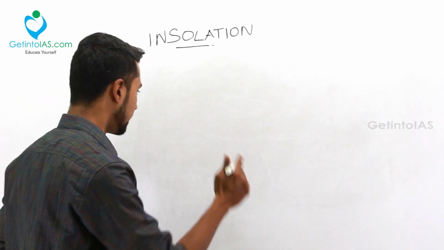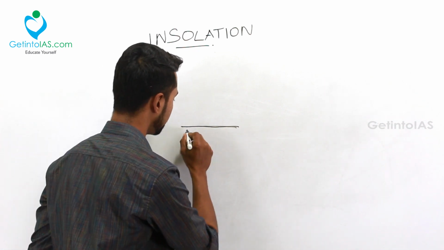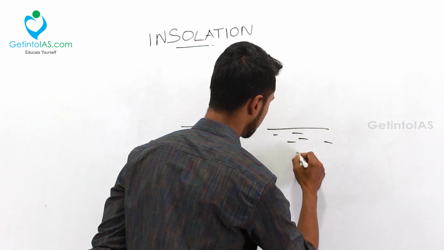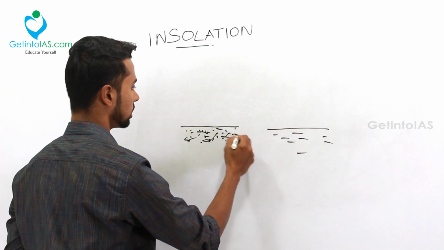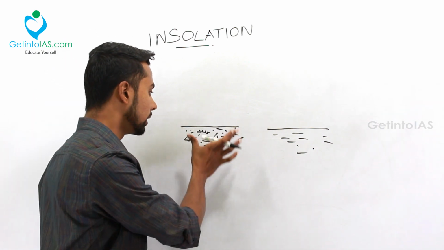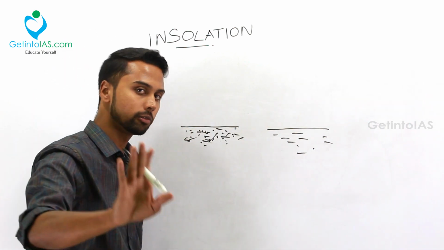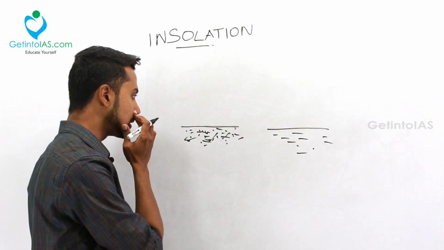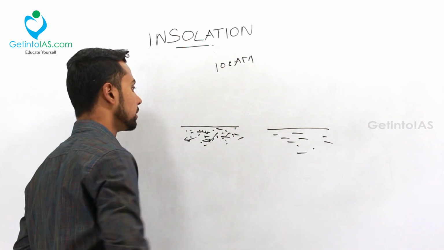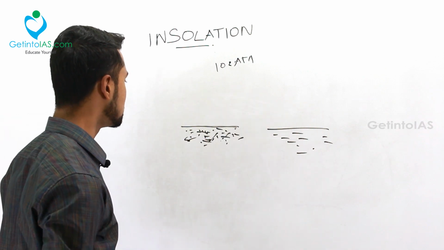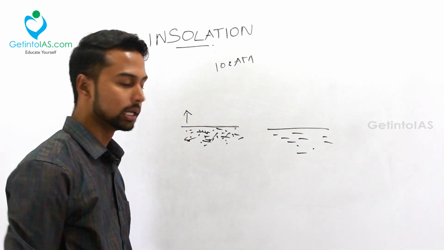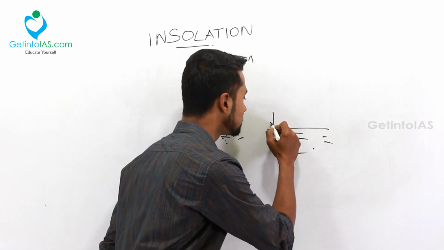So what happens is, take this as land. I'm poor at drawing, but I'll still manage. This is land, somewhere like stones, and this is water. We all know land gets heated more quickly and cools more quickly than the water surface. We know this concept very thoroughly, which I've done. Now let us take the time as 10 a.m. So this is land and this is sea. The temperature will be maximum here because of the insolation, because land gets heated up more quickly. So there will be more temperature here and less temperature here.